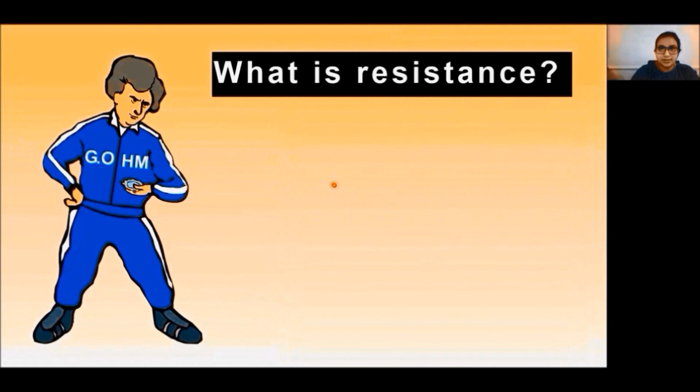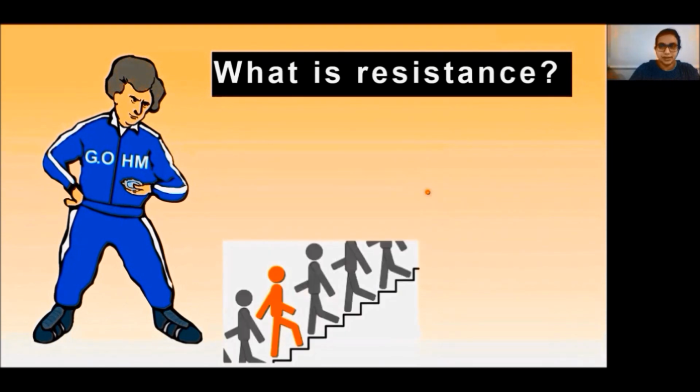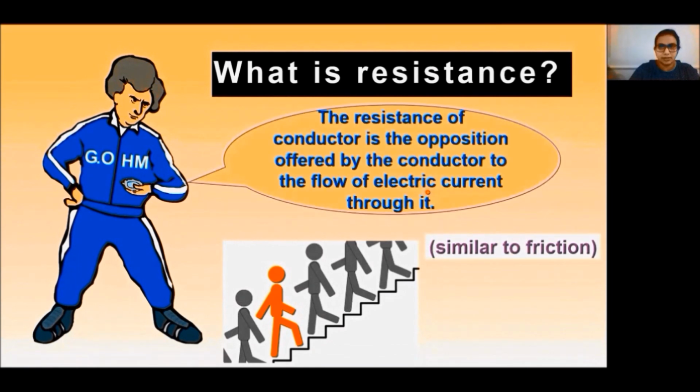So what is resistance? We know that the motion of electrons in an electric circuit constitutes an electric current. The electrons are not completely free to move within a conductor. They keep on colliding with the atoms in the conductor. Thus, the motion of electrons through a conductor is retarded by its resistance, which is similar to friction, which opposes the motion. So resistance can be defined as the opposition offered by the conductor to the flow of electric current through it.